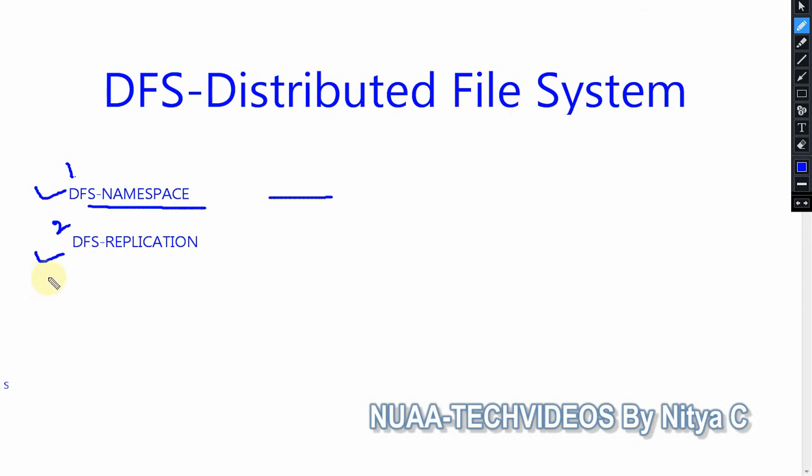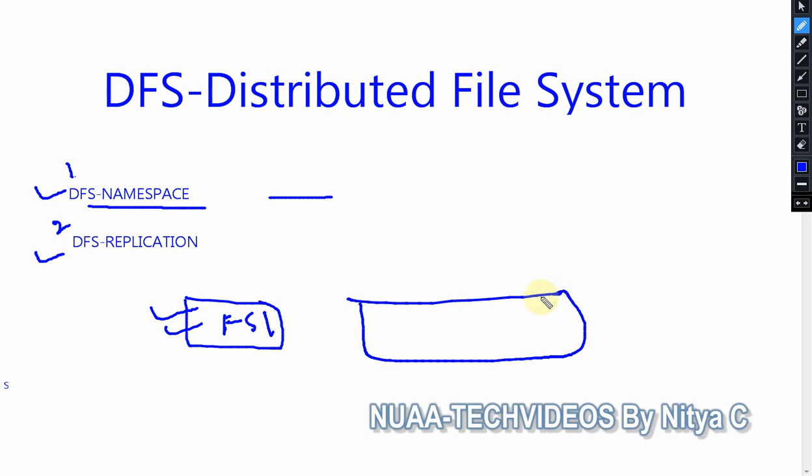And in DFS replication, if we have two servers, FS1 and another server, FS2, we can replicate all the shares which are available on FS1 to FS2. So in case the primary server is down, the secondary server will still continue providing the services.